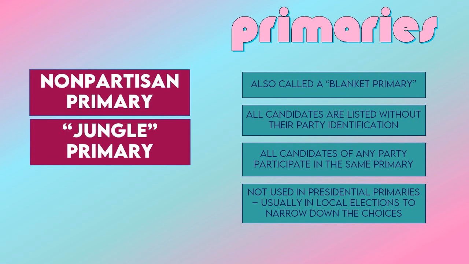This is not used in presidential elections, but it's used in state level elections, maybe local elections or elections for the House or Senate. And what you can end up with here is a general election where 2 Republicans did the best in the primary, so they're the ones running against each other. You might have 2 Democrats running against each other. But a jungle primary means that the candidates are not separated by their party identification.